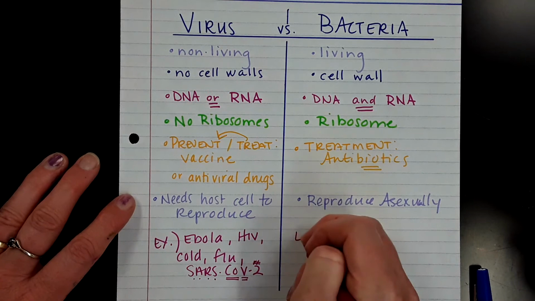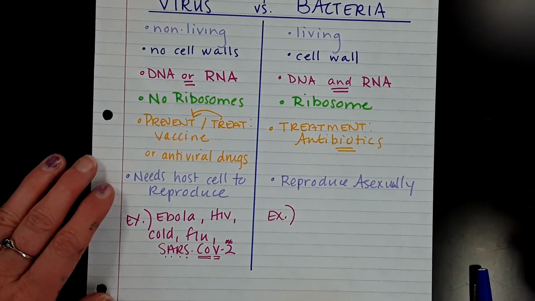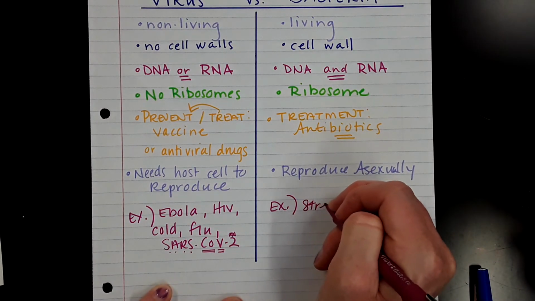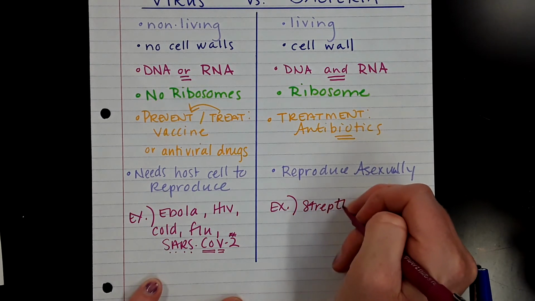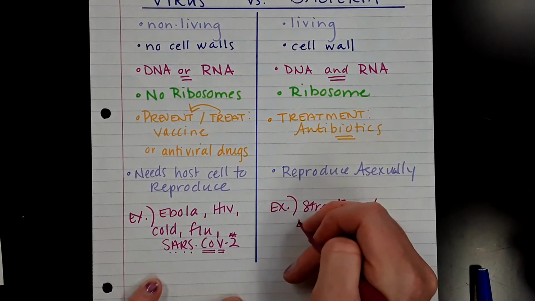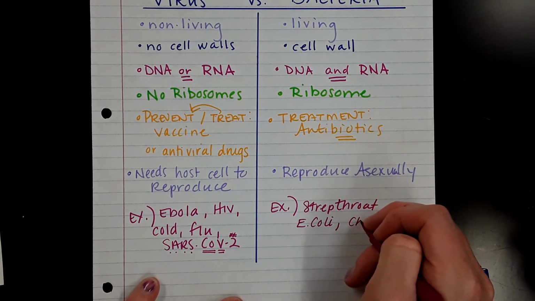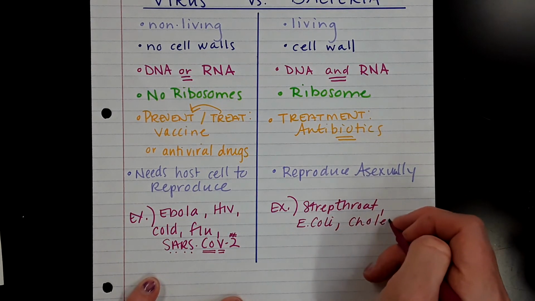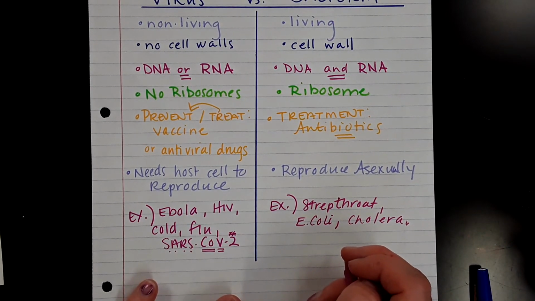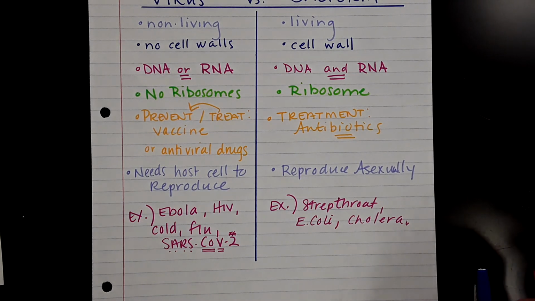Over here, examples of bacterial infections. Strep throat is caused by the strep bacteria, a bacterial infection in your throat. E. coli food poisoning is a bacterial infection. Cholera is bacteria growing in water. Those are the only ones we have written down, so we'll leave it at that: strep, E. coli, cholera.